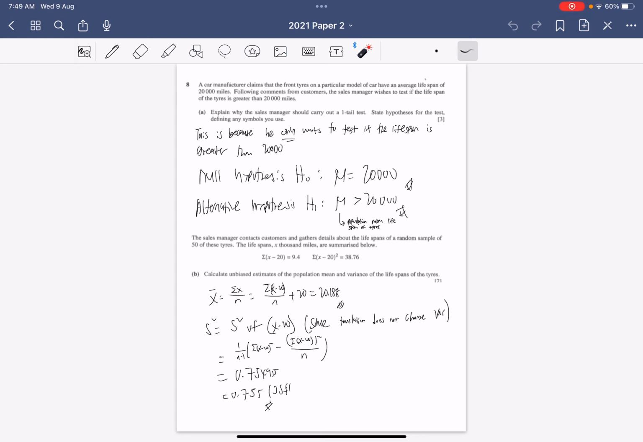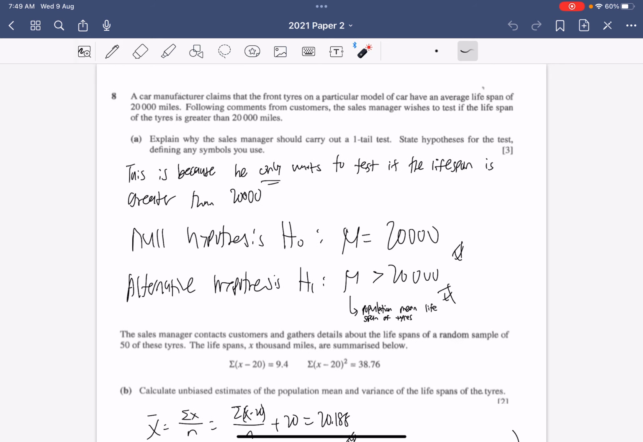So this question tests you on hypothesis testing, and the first part already asks why he should just carry out a one-tail test. The reason is that he wants to test only greater than, not change, not whether it is different from 20,000. If it was just saying different, then it could be less or greater, so it would be two-tailed. But because you just need to test if the lifespan is greater than 20,000, it becomes a one-tailed test. And the null hypothesis, denoted by H0, is mu equals 20,000.